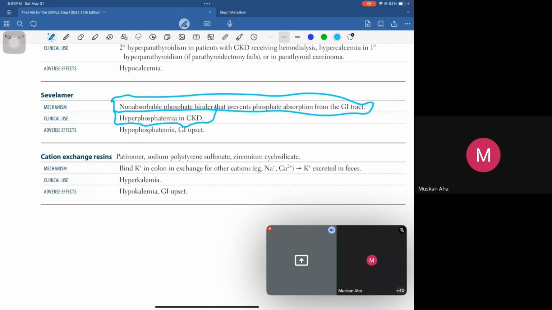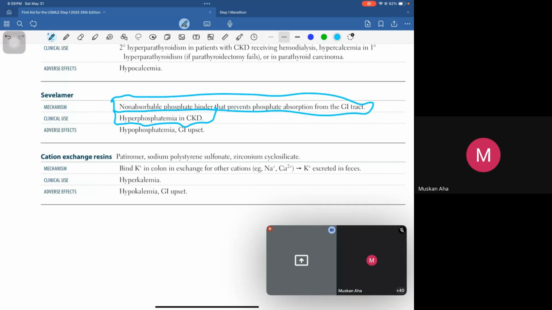So he has CKD stage 4, and they give you labs and the phosphate is increased a lot. Then they give you a drug and say this drug is given to reduce the chalk formation in the body, and then they're going to ask you what is the mechanism of this drug. The mechanism of this drug is that it is a non-absorbable phosphate binder that is going to bind the phosphate in the GI tract, right?